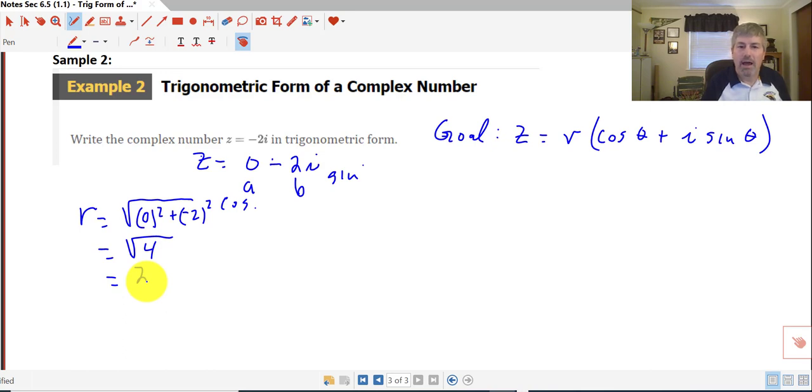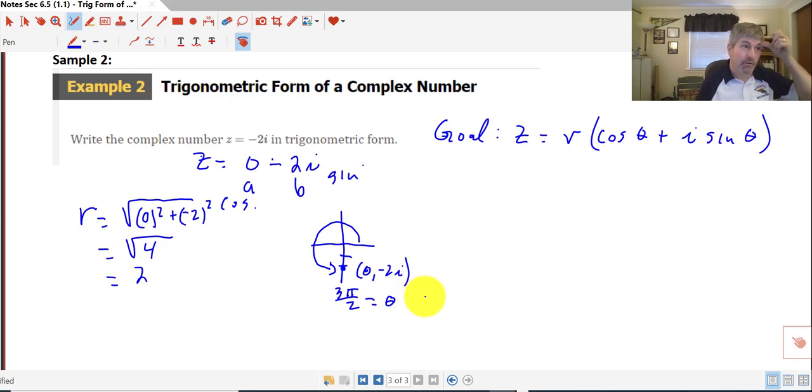And where is negative 2i? Well, if we graph negative 2i, we would be down here. This is the point 0, negative 2i. So if we equate that to our unit circle, if this were the unit circle now, we would be at 3 pi over 2. So now we know what our theta is. Our theta is 3 pi over 2.